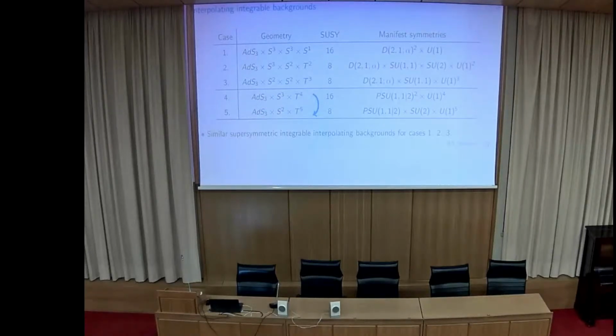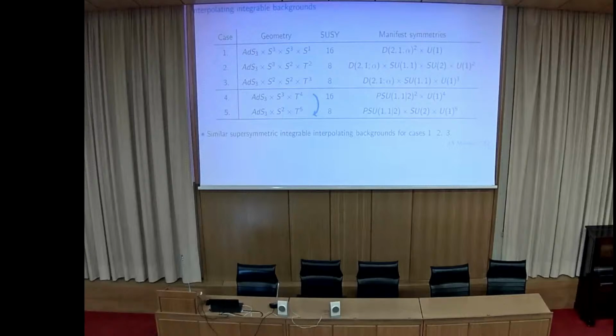One can play a similar game in the case of starting from ADS3 times S3 times S3 times S1, and this is in some recent work with Alessandro Sfondrene. And one can go from, for instance, this background 1 to 2 or 1 to 3. Now, a remark is that in order to do this TST transformation and do this interpolation, it's important to start from the pure Rameau background for ADS3 times S3 times T4.